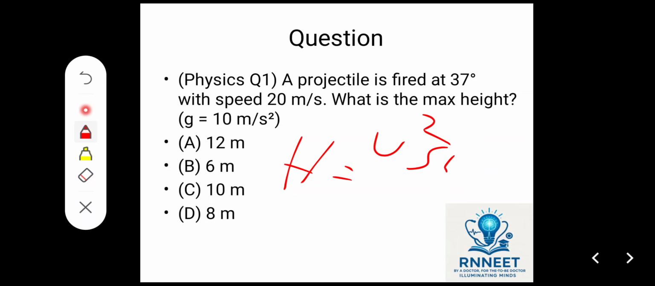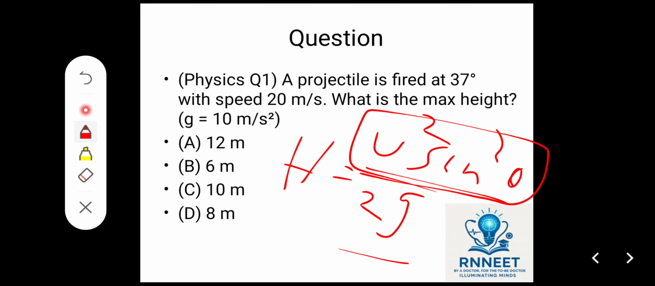U square sine square theta by 2g, right? How do you remember this? Simple. If you want maximum height, you forget about the horizontal velocity. You think of the vertical velocity only. The vertical velocity is given by u sine theta. Square of that is u square sine square theta, and down you divide it by 2 times gravity, because the projectile is going up and coming down, and so therefore divided by 2g.